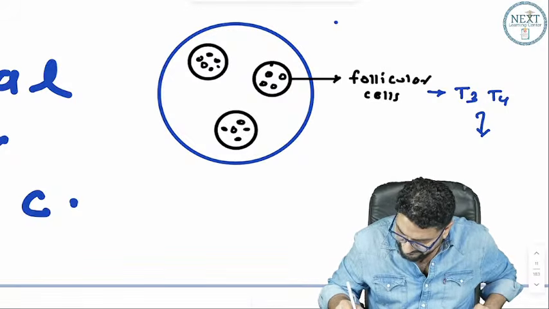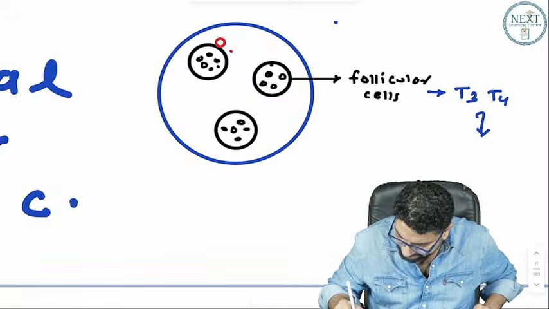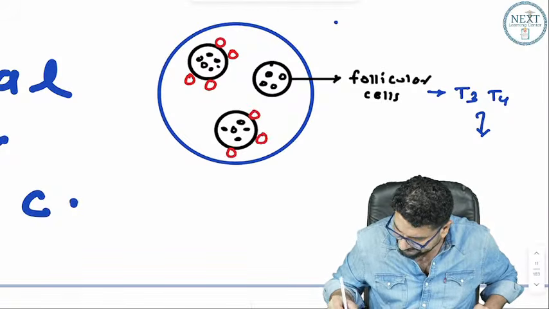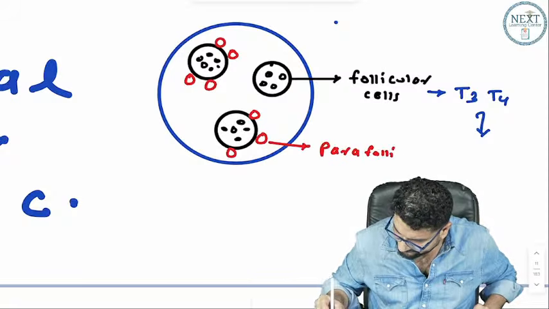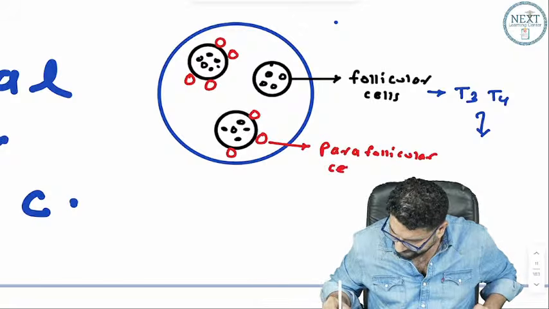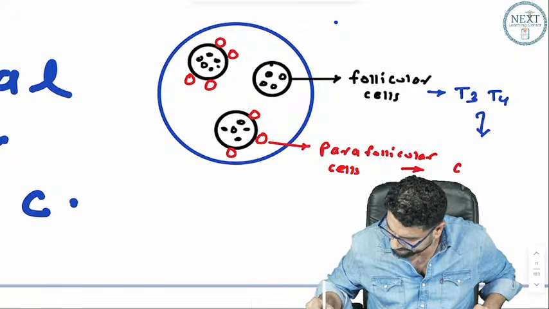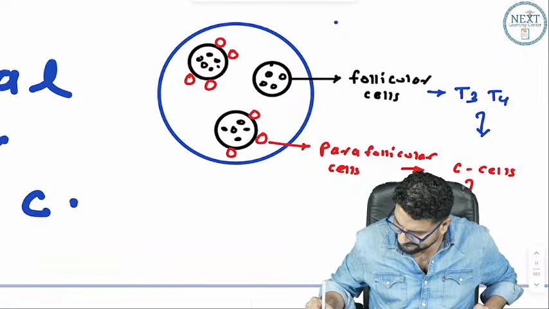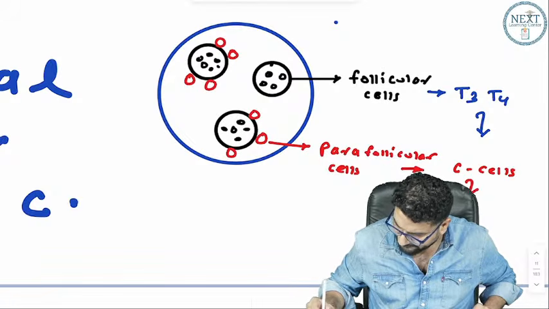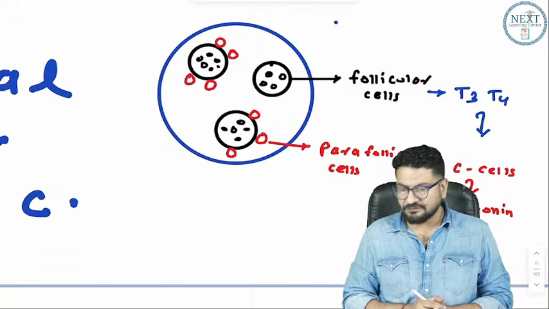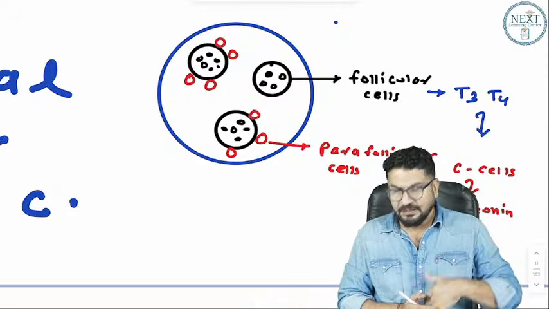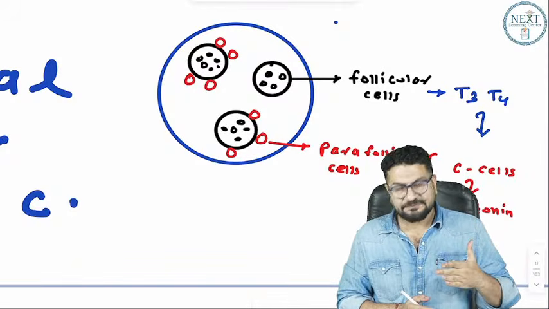Surrounding the follicular cells, we have parafollicular cells. These parafollicular cells are also called C cells. And understand this thing, these parafollicular C cells, what will they produce? They will produce calcitonin. So parafollicular cells, also called C cells, produce calcitonin. Parafollicular cells and follicular cells.